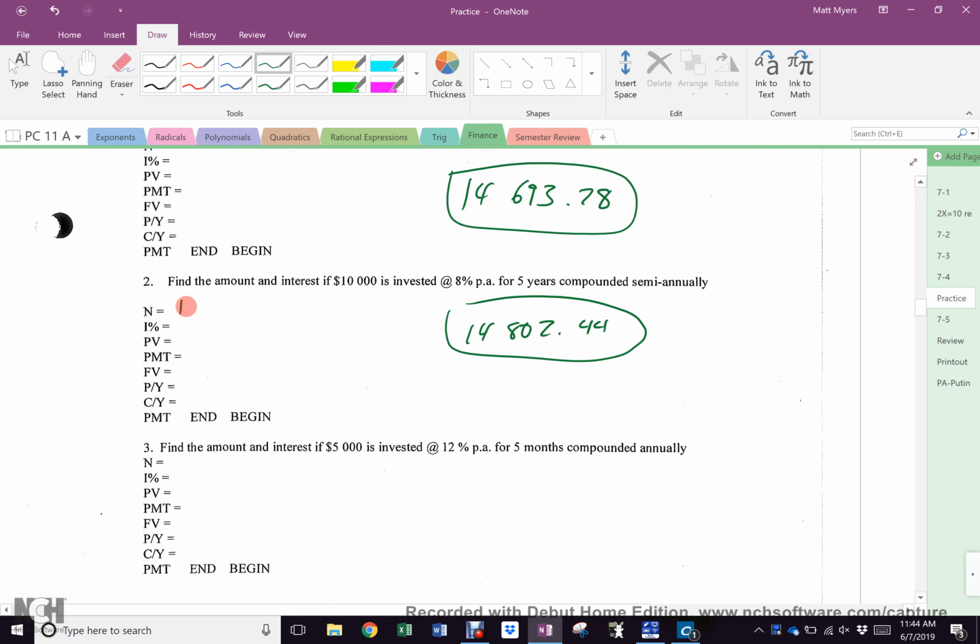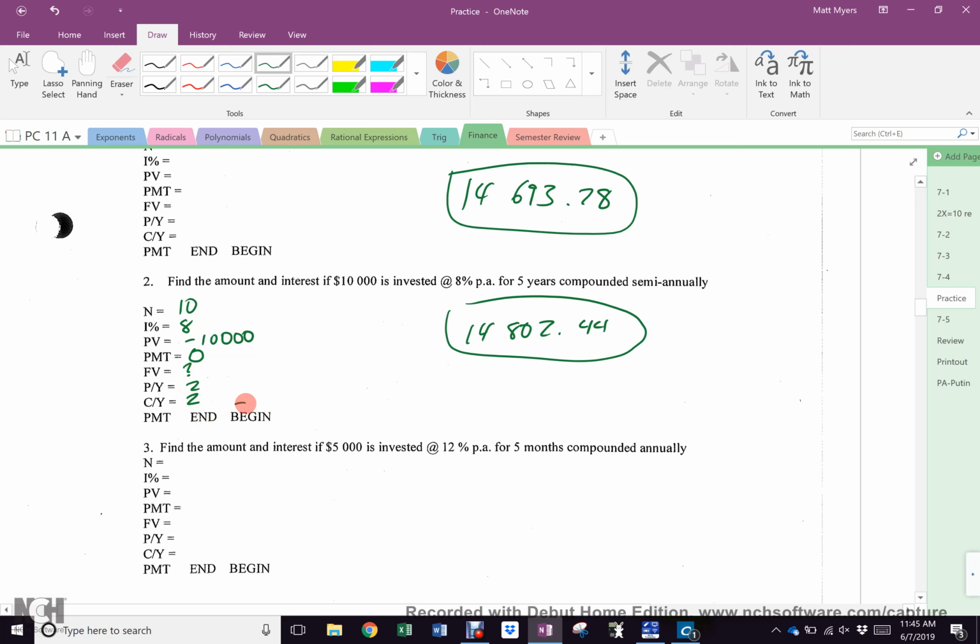10, friend. 10. And 8%. Negative 10,000, because that's how much the guy put away. 0 for payments, because it's a lump sum. And then future value is what I'm looking for, and 2 and 2.